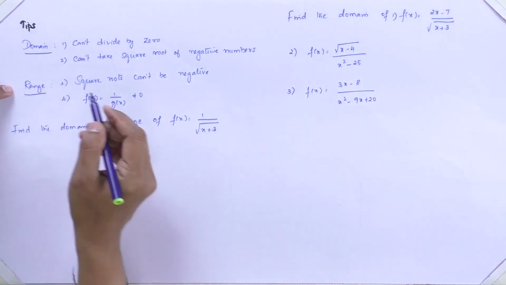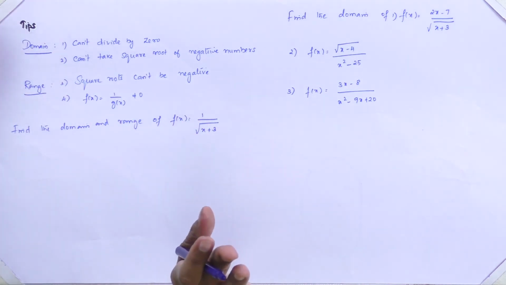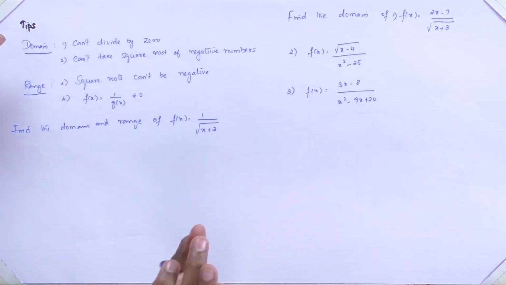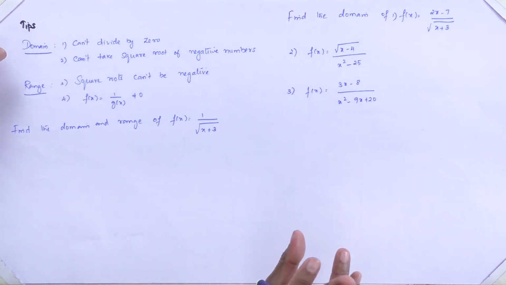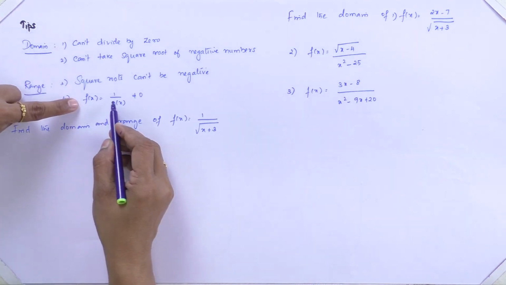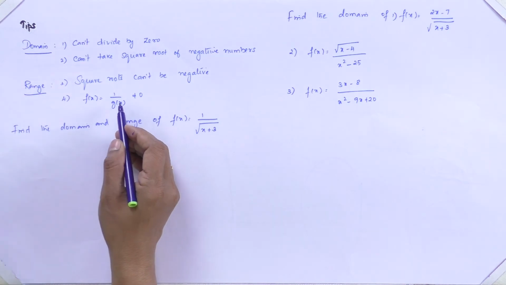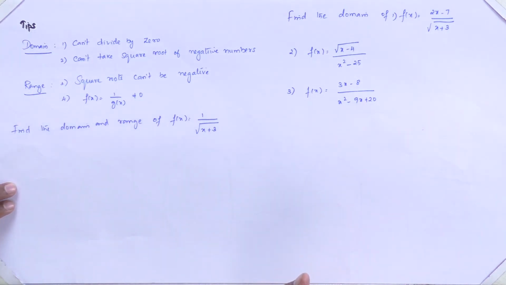Range, what does this say? Square roots cannot be negative. The square root should be only positive and it cannot be negative. That we will have to keep in mind. And the next point says that any given function should not be equal to 0, right? Either the function may be f of x or it may be 1 by g of x, whatever the term may be, it should not be equal to 0. So, these are the 4 points which one has to remember to find out the domain and range of any given function.